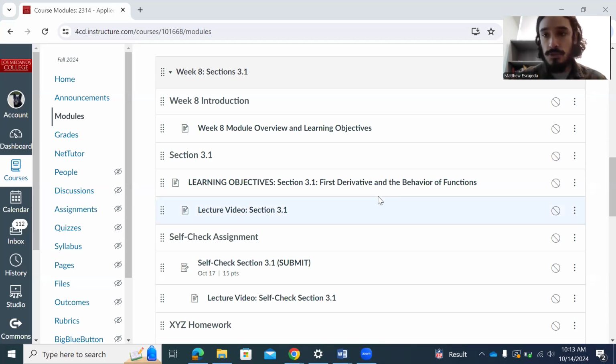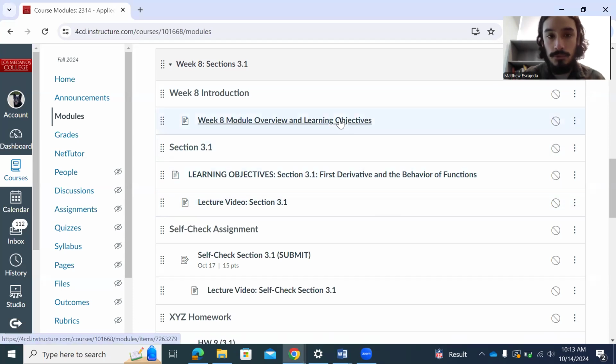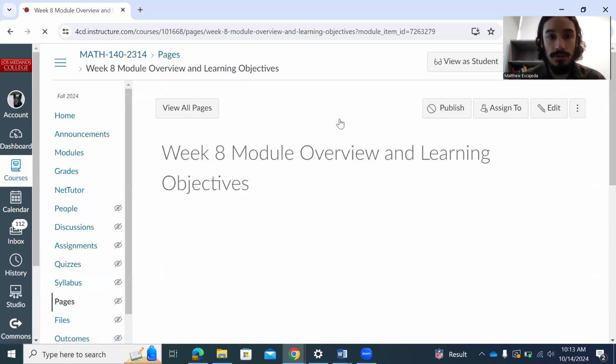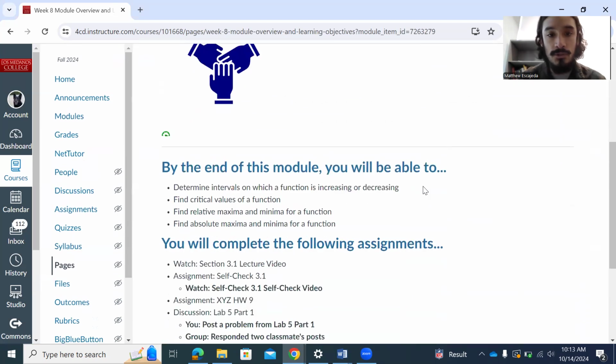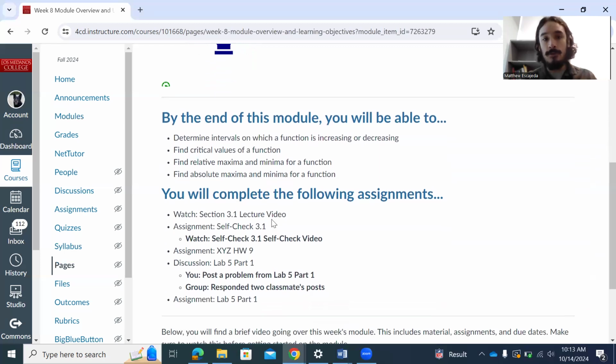This week we're just going to be doing one section called section 3.1. It's kind of a long section, but we'll piece it together and work through it. So let's look through our learning objectives. We're going to be determining where a function is increasing or decreasing, determining critical values, relative maximums or minimums of a function, and absolute maxes or mins.